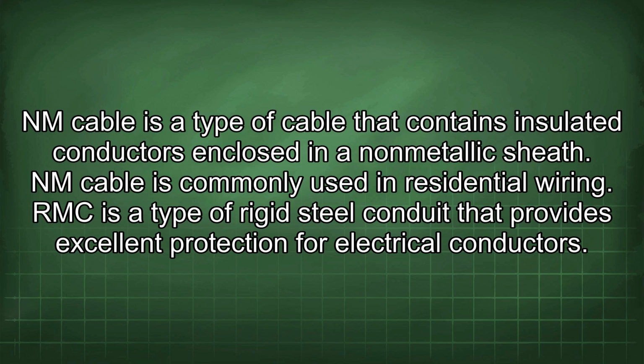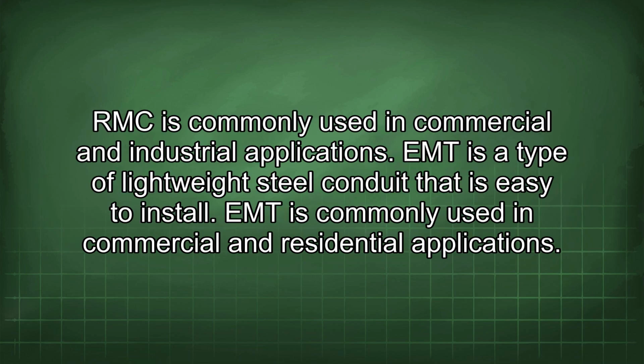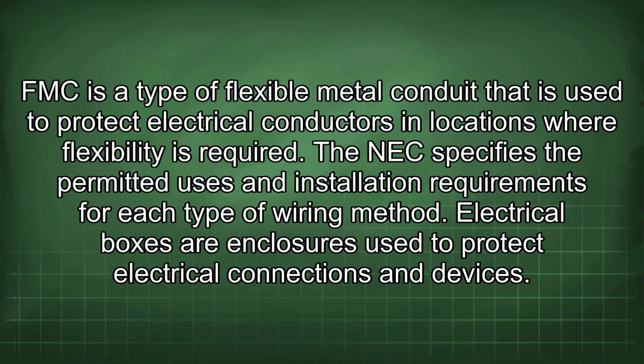RMC is a type of rigid steel conduit that provides excellent protection for electrical conductors. RMC is commonly used in commercial and industrial applications. EMT is a type of lightweight steel conduit that is easy to install. EMT is commonly used in commercial and residential applications. FMC is a type of flexible metal conduit that is used to protect electrical conductors in locations where flexibility is required. The NEC specifies the permitted uses and installation requirements for each type of wiring method.